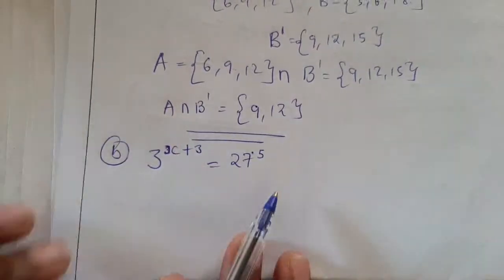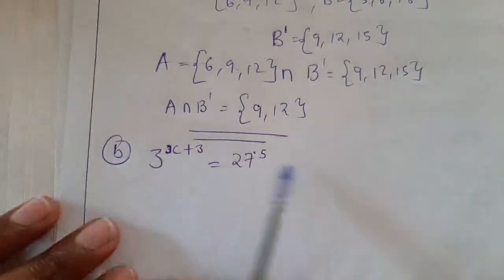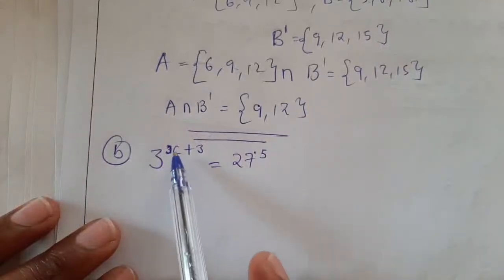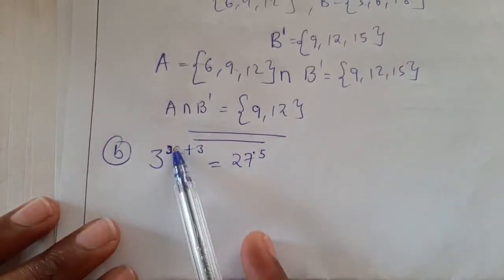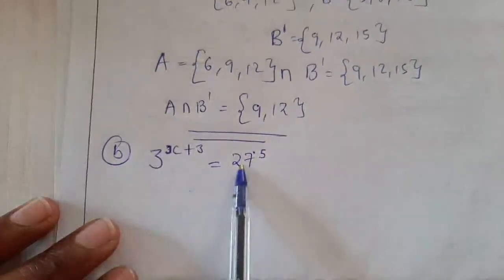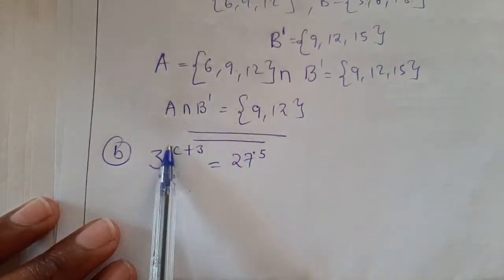Now, these are indicial equations. They are coming from indices. So the way you solve such questions, first you check where is your letter. In this case, our letter is on the exponent. It is on the power. Meaning, you are going to concentrate on making your bases equal since your letter is on the power.